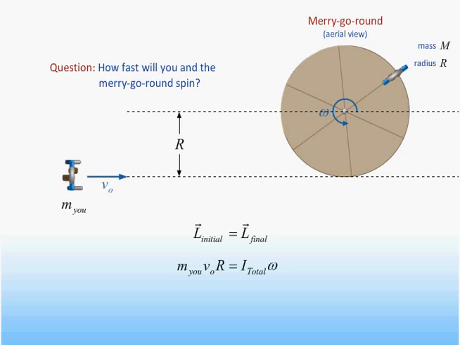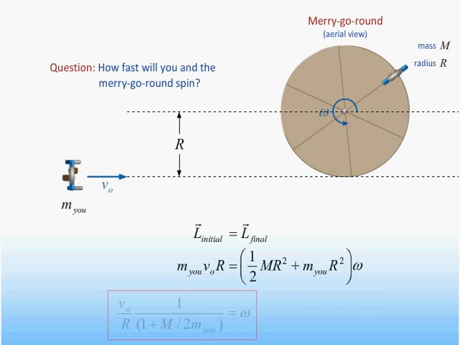The total moment of inertia has two parts, one due to the merry-go-round and one due to you. To determine this moment of inertia, we will take the merry-go-round to be a uniform disk of known mass and radius, and we will treat you as a point particle at the edge of the merry-go-round. Since the angular momentum of the system is conserved, we can set the initial and final angular momenta equal to each other to obtain the final angular velocity.